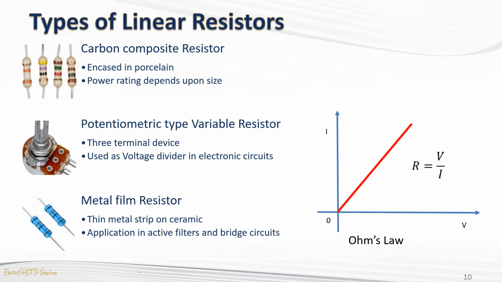Some of them are the carbon composite resistor. These are carbon compositions which are encased in non-conductive porcelain. Their power rating depends mainly upon their size. There are potentiometric type variable resistors, which are a 3-terminal device, and they are mostly used as voltage dividers in electronic circuits. Then there is the metal film resistor, which finds its applications in active filters and bridge circuits.